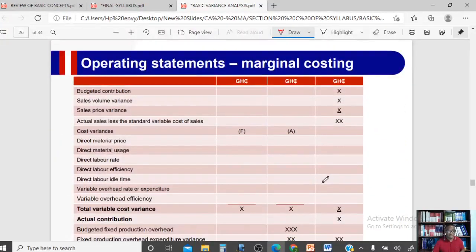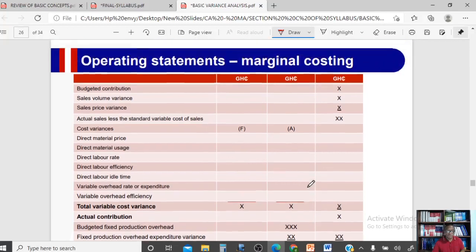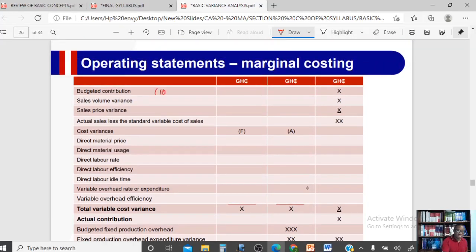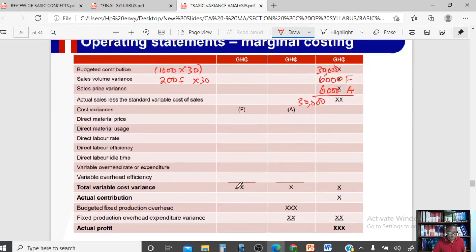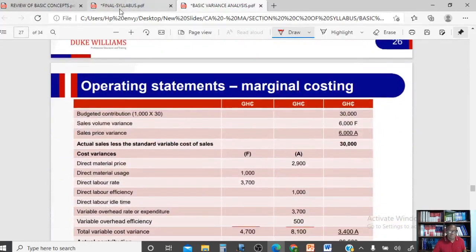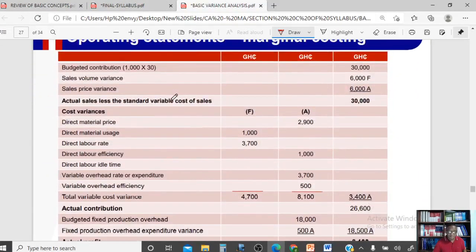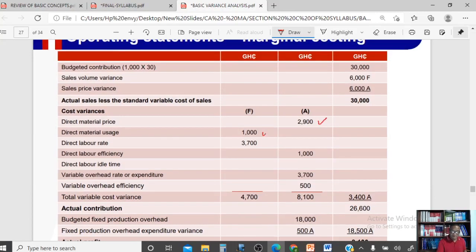So look at this, you'll see that we will start with budgeted contribution. In our case, our budget was 1,000. Contribution of 30 will give us 30,000. Then the sales volume variance, don't forget the volume was 200 favorable, and the contribution is 30. So that gives us 6,000 favorable. The price was 6,000 adverse. So that brings us to the same 30,000 as you can see there. I've done that just to save us some time. You can study that. So this remains the same, that remains the same, that remains the same.